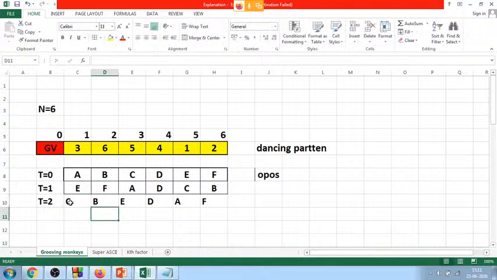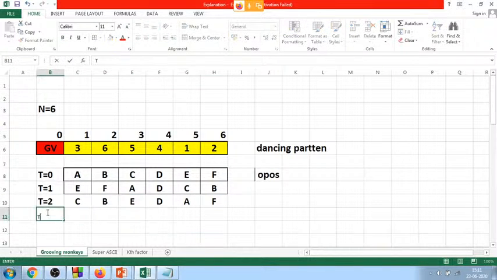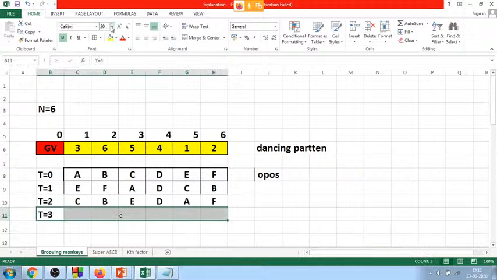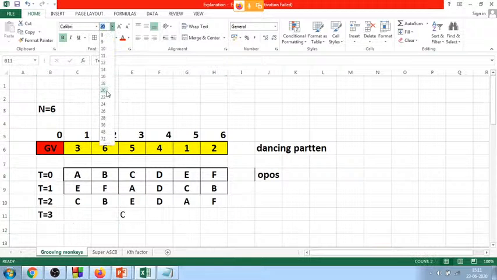So at the T value 2, this could be the position of all the monkeys. Again, I'll go to T value equals 3. We are supposed to find when all these monkeys come to the original position. So again, C moves to third position. So C here. Let me increase the font size. Okay, C moves to third position, B moves to sixth position.